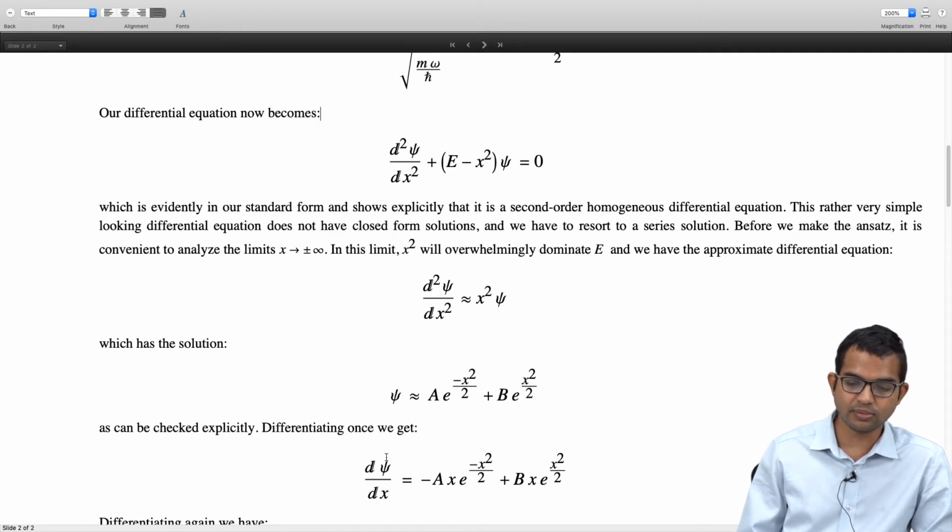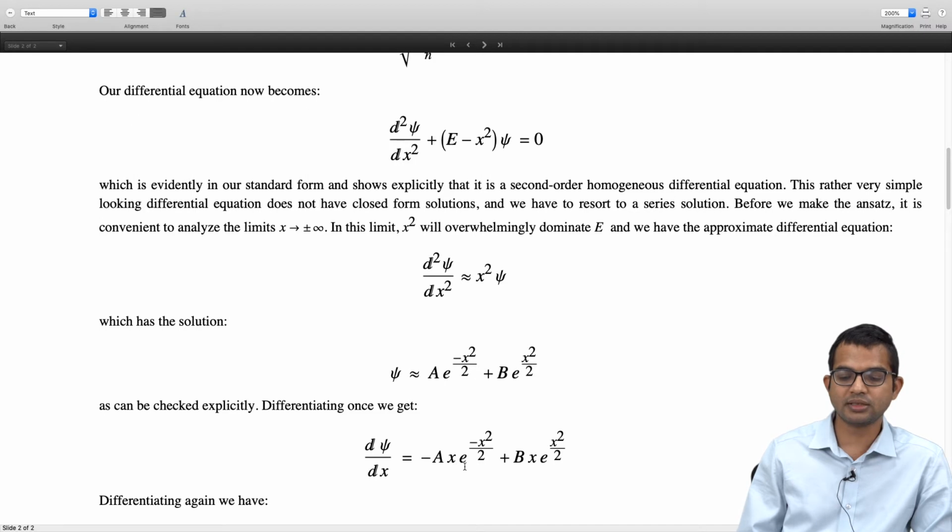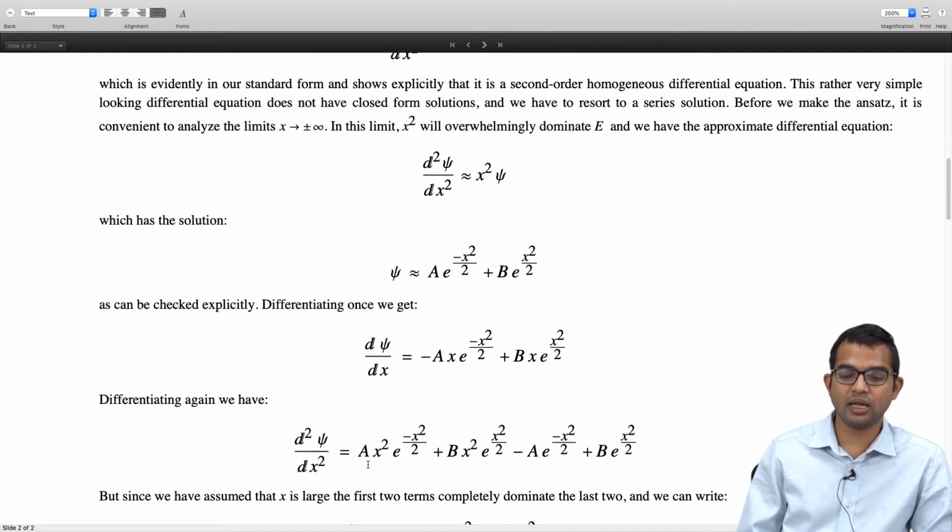A way to check this is to just differentiate it. So if you do d psi by dx, then you get minus ax e to the minus x squared by 2 plus bx e to the x squared by 2. If you differentiate it again, then you get ax squared e to the minus x squared by 2 plus bx squared e to the x squared by 2. The first two are basically what you're interested in, but you also have these other two terms, minus a e to the minus x squared by 2 plus b e to the x squared by 2. These come from differentiating with respect to x in each of these terms.